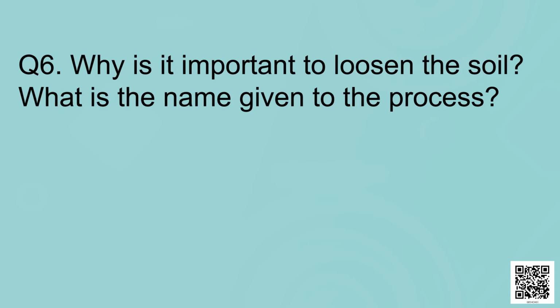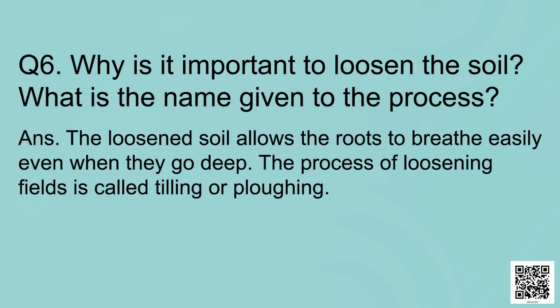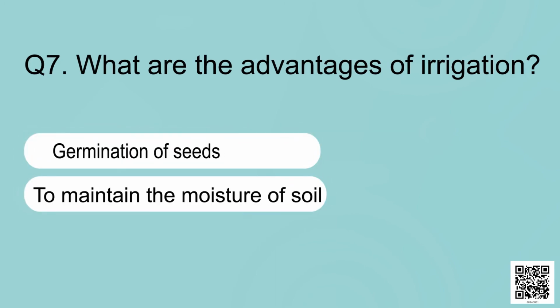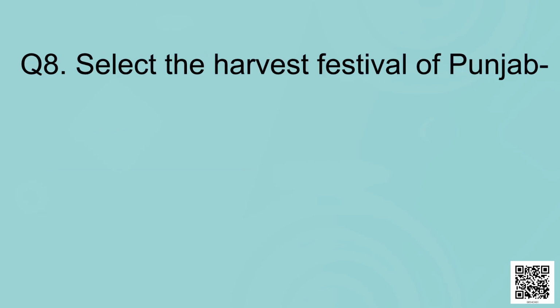Next question. Why is it important to loosen the soil? What is the name for the process? Answer is the loosened soil allows the roots to breathe easily even when they go deep. And this process of loosening fields is called tilling or plowing. What are the advantages of irrigation? Answer. It helps in germination of seeds. It maintains the moisture of the soil.